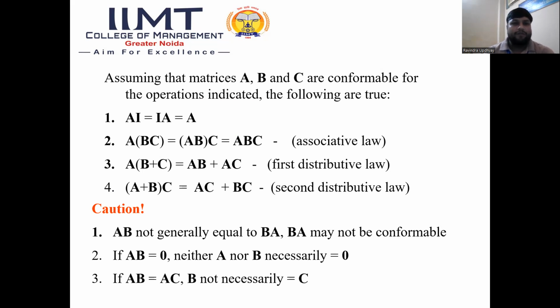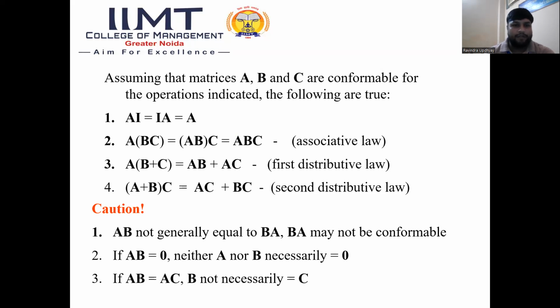Next, assuming that matrices A, B, C are conformable for the operations indicated, the following rules hold. First is AI equals IA equals A. That means if we multiply a matrix by its identity matrix, the result equals itself. Second is A(BC) equals (AB)C equals ABC.